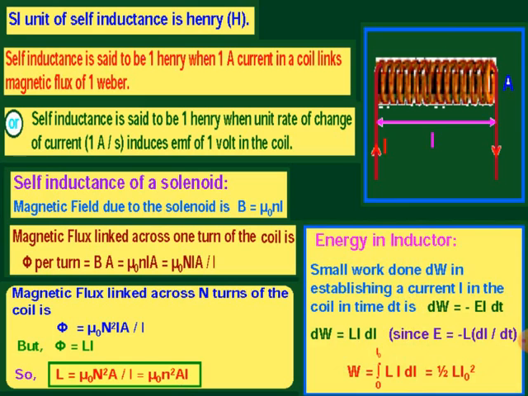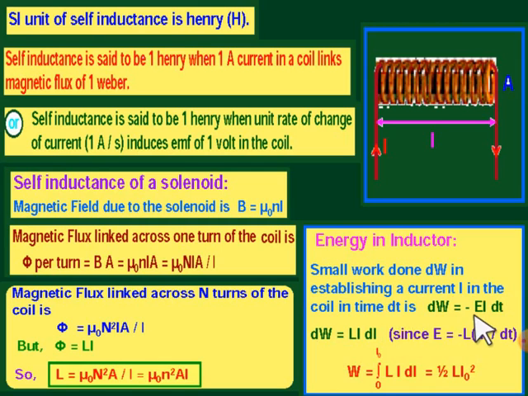And the energy in the inductor, we can find it out like this. The small amount of work done in establishing a current I in a time dt will be equal to what? dW will be equal to what? Minus EI dt. Got it? EI dt. So what happened? This will be the amount of small work done in transferring that much amount of current during this small time dt. So if you want to find out, then what happened?